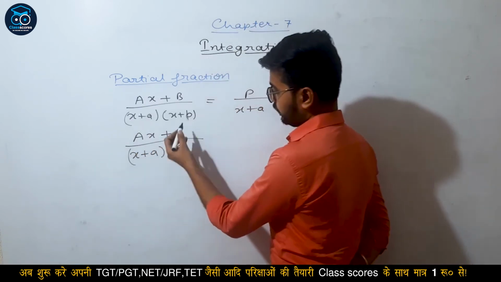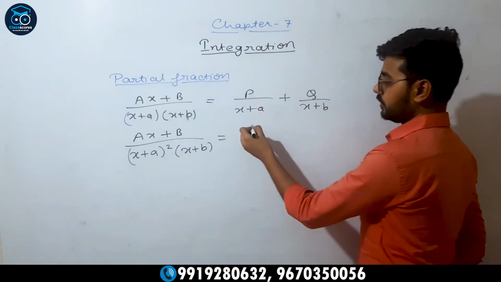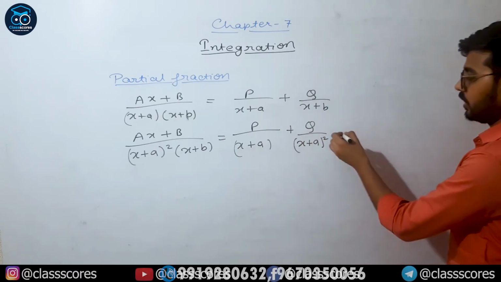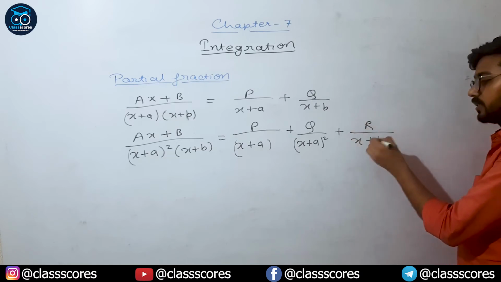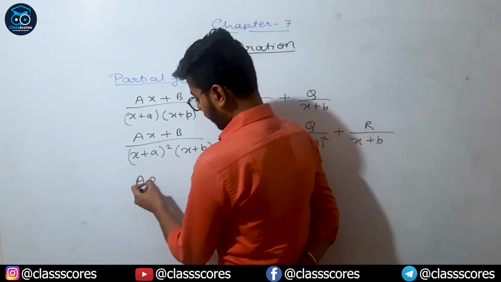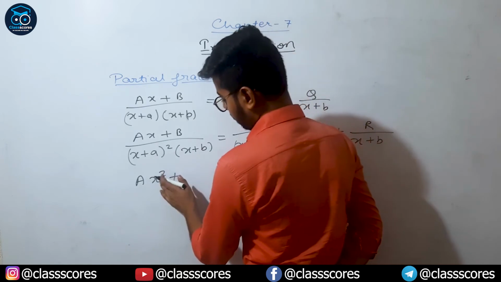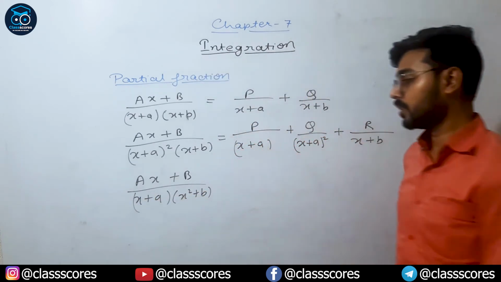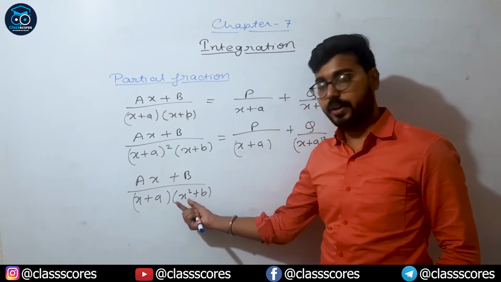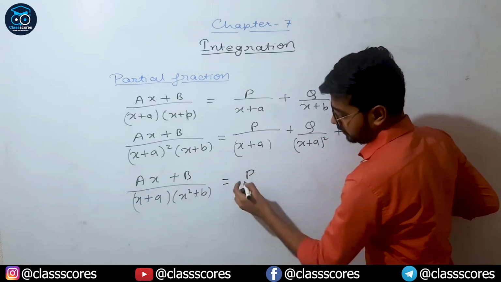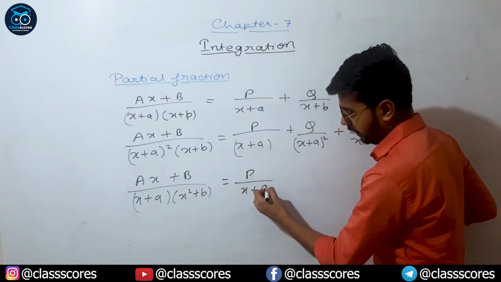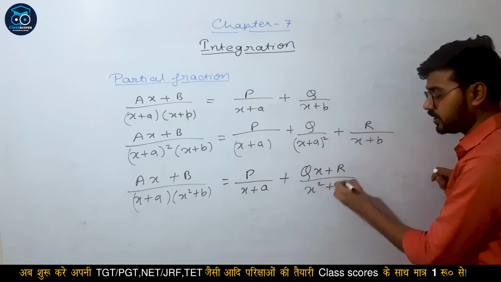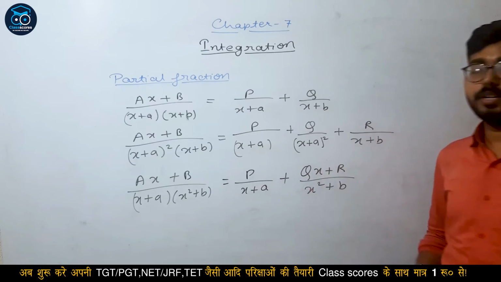If any function looks like this, x plus a whole square, x plus b, then it will be separated as p upon x plus a plus q upon x plus a whole square plus r upon x plus b. Clear? Now, if ax plus b upon x plus a or x square plus b, here when we get the value of x in any complex form, then the first term will be written with denominator of p and another term will be written as qx plus r divided by x square plus p. Now simplify this function and find the value of p, q, r for all the terms.